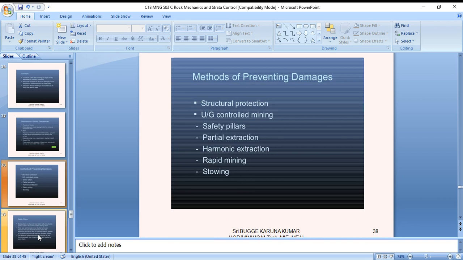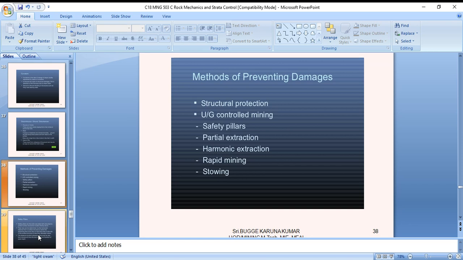Methods of preventing damage: structural protection, underground controlled mining, safety pillars, partial extraction, harmonic extraction, rapid mining, stowing. These are the methods available. These are the methods for preventing surface structure damage.